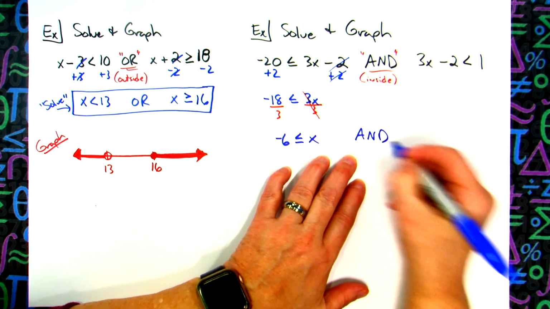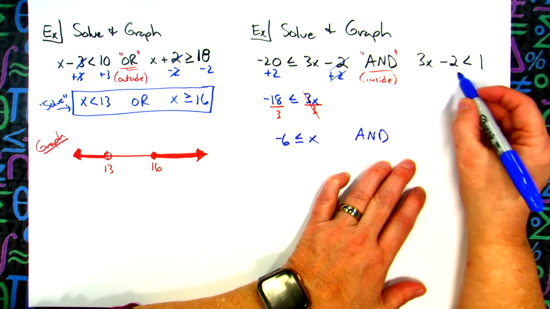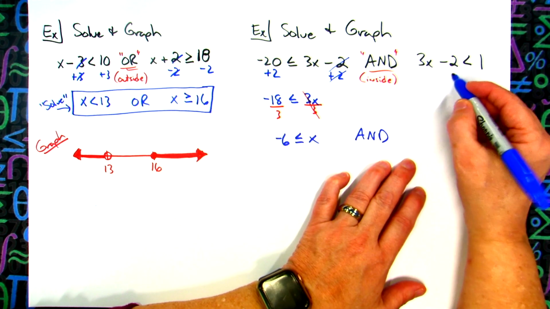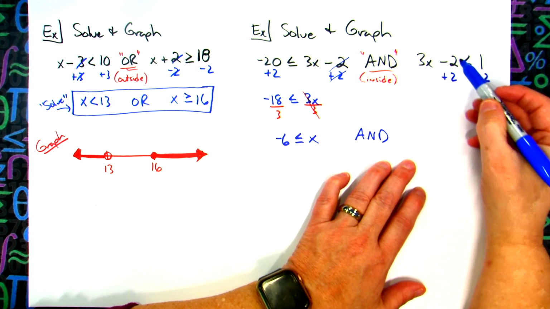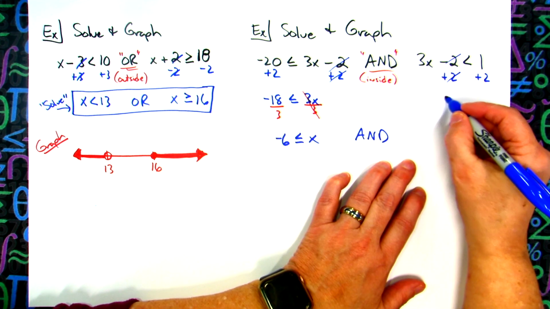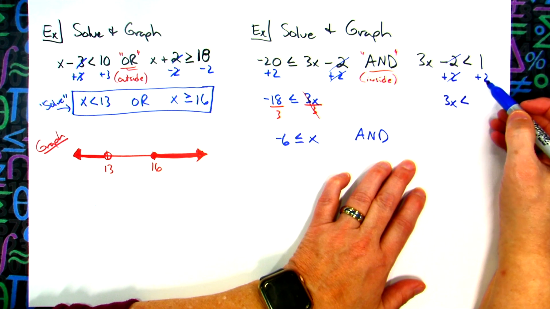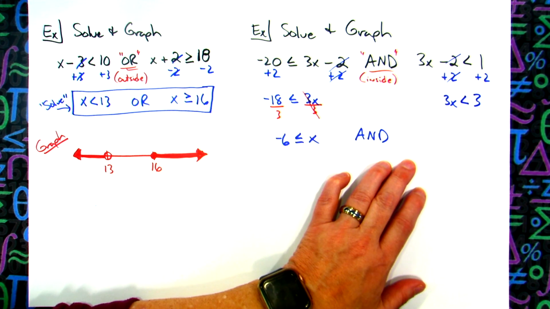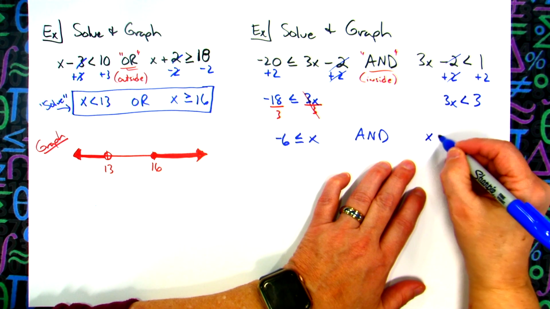Okay, now we've got an and, because you always write the word in between them. All right, now let's do this. This is a two-step equation, so my first step is going to be a plus 2 and a plus 2. Minus 2 plus 2 is going to go away. I'm going to bring that 3x down. I'm going to have the little less than symbol. 1 plus 2 is going to give me a 3 on this side. Divide both sides by 3. I'm going to have x is less than 1.